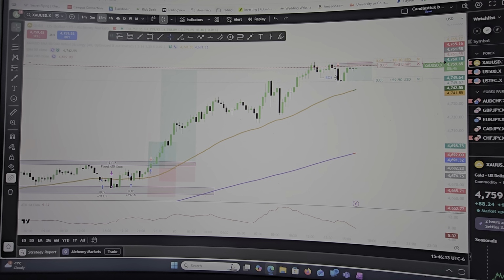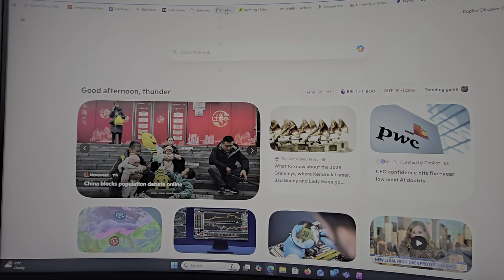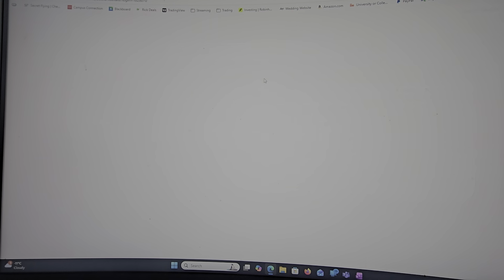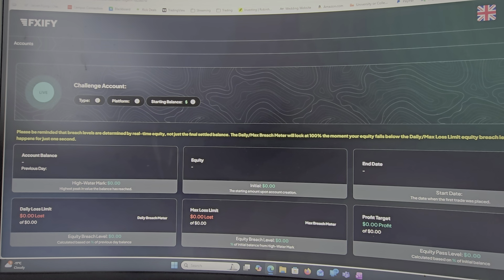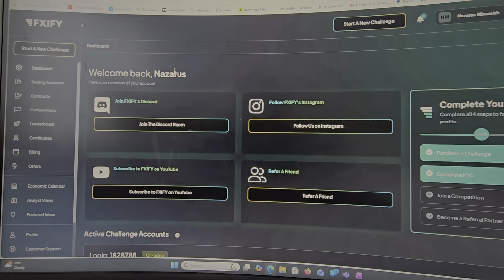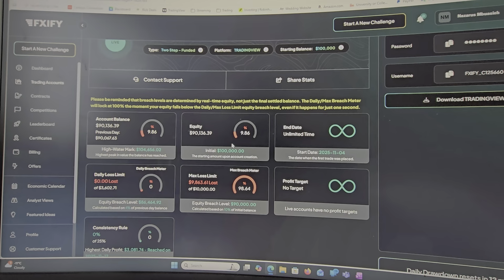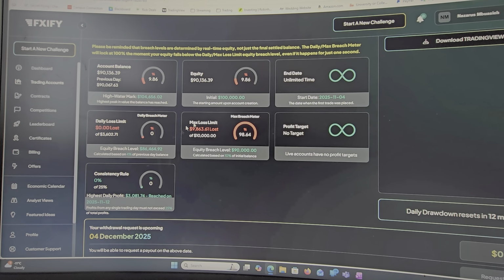If I go to my FXify account, just to show you. Oh no, let's just open a new tab. There we go. So I'll log in. And there's the account. Let's go to the dashboard. So I'm almost at the point of breaching the account.